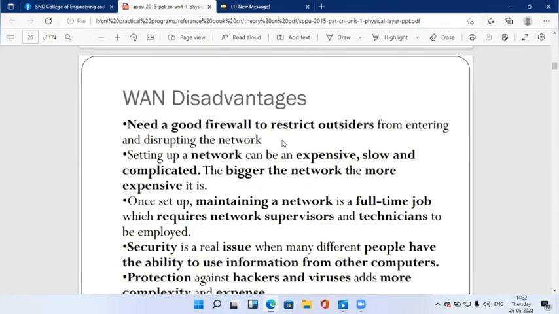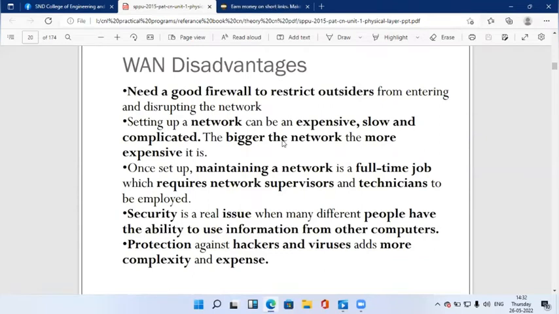Okay, so after that, WAN disadvantages. Okay, so first disadvantage is you need a good firewall to restrict outsiders from entering and disturbing the network. Okay, so we have to arrange different software firewalls and hardware firewalls to secure our data. After that, second point is setting up a network can be expensive, slow, and complicated. Okay, so because it covers country to country regions, the cabling cost of the network is too expensive.